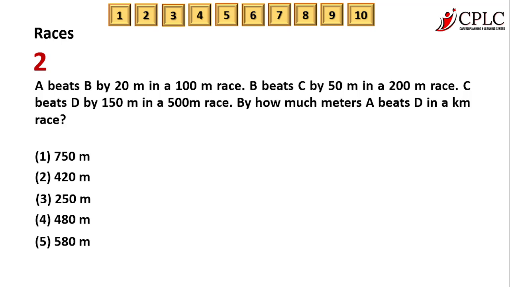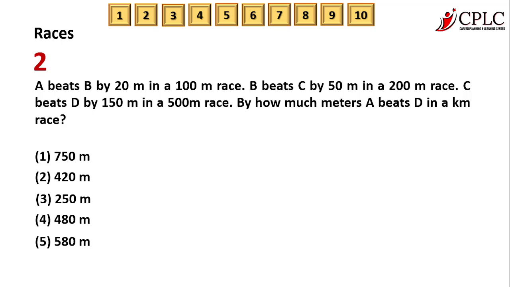The second question says A beats B by 20 meters in a 100-meter race, and B beats C by 50 meters in a 200-meter race, and C beats D by 150 meters in a 500-meter race. By how many meters does A beat D in a 1 kilometer race? This is what they are asking. The challenge here is different races are given, different runners are being given, and the question asked is something entirely different. So in such cases, we are going to use something called ratios.